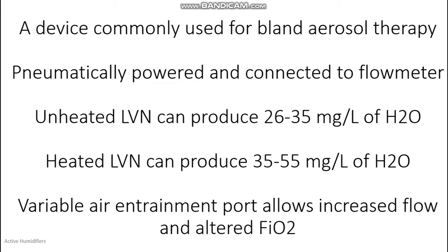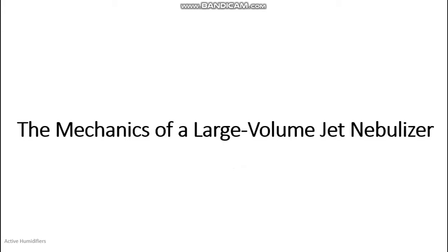An unheated large volume nebulizer can produce 26 to 35 mg per liter of H2O. A heated large volume nebulizer can produce 35 to 55 mg per liter of H2O. A variable air entrainment port allows increased flow and altered FiO2. The mechanics of a large volume jet nebulizer.